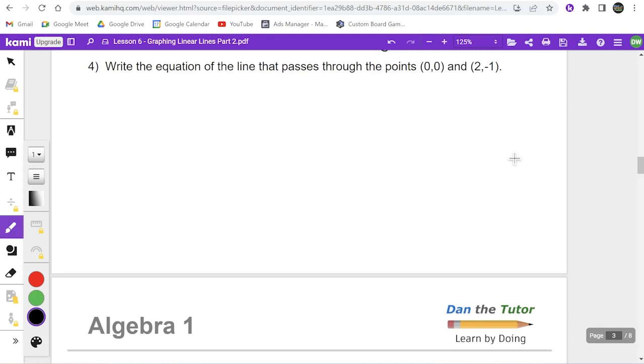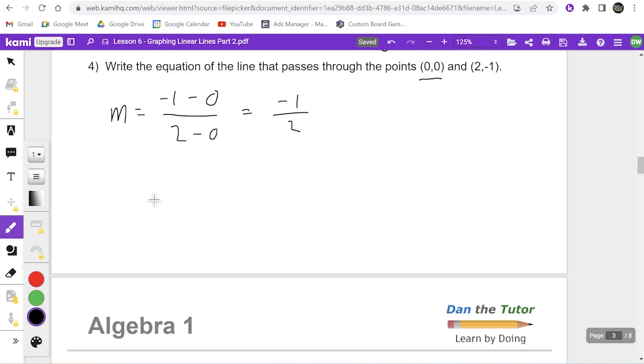So here's what we're going to do. First, you need to find m. So m is going to be y2, negative 1, minus y1, 0, divided by 2 minus 0. That's going to be negative 1 over 2, so negative 1 half. And that really can't simplify more than that. So now what we've got to do, and this is going to be annoying, but the good news is you can just pick the point 0, 0 for x and y.